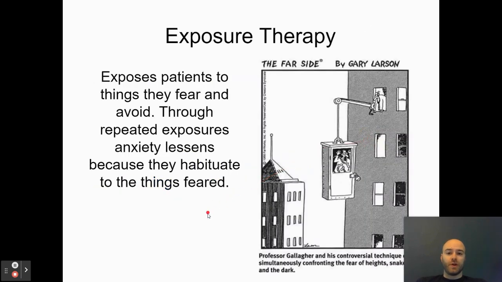So with exposure therapy, you expose patients to things they fear and avoid. Through repeated exposures, their anxiety starts to lessen because they habituate to the things that they feared. So one example from class was Marvin when he was being exposed to that baby pit bull, right? And he was so afraid of dogs because of his history with pit bulls specifically. That was exposure therapy. They were directly exposing him to his worst fear and helping him to overcome that anxiety through that situation.